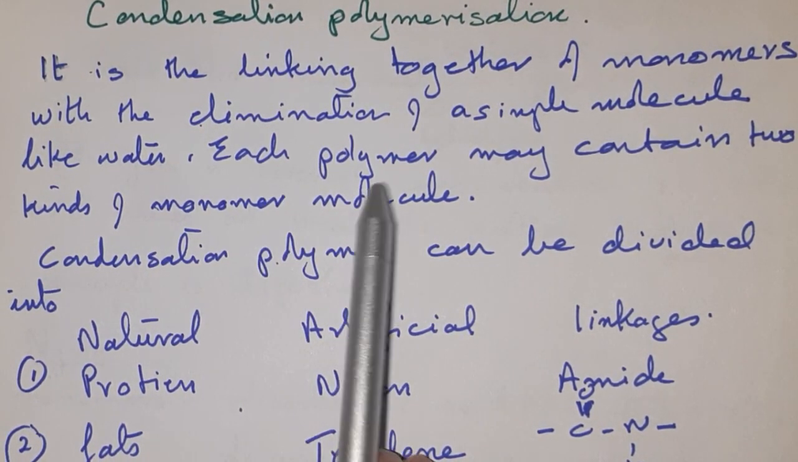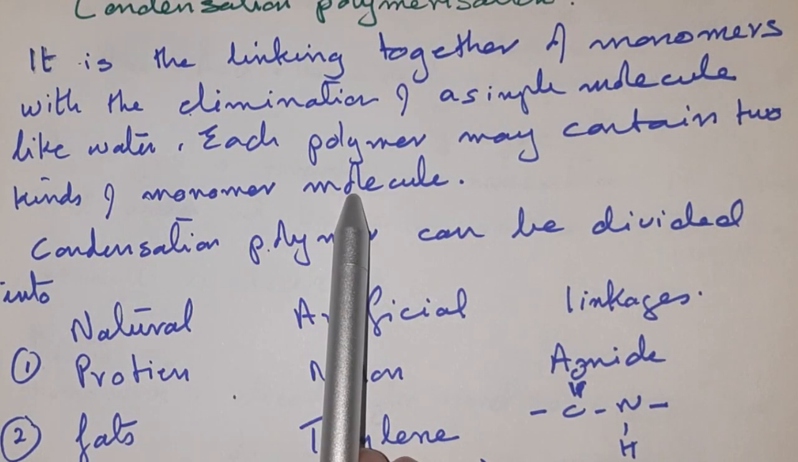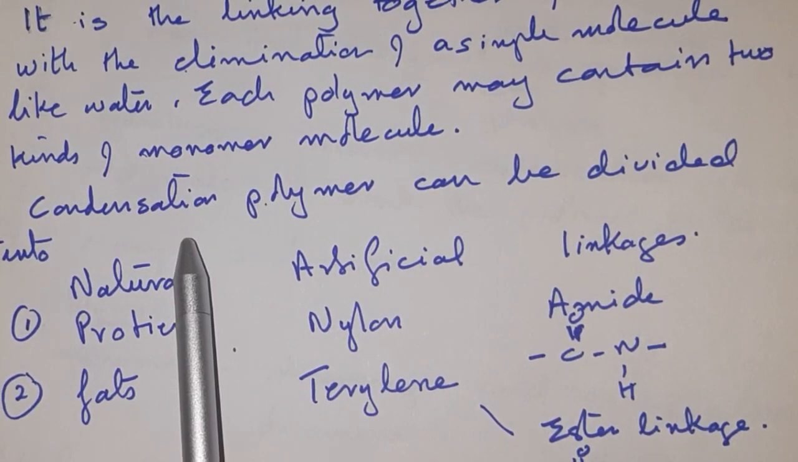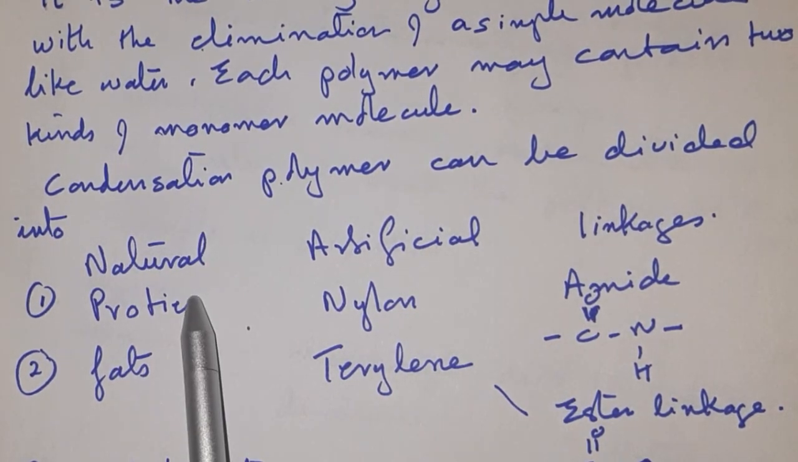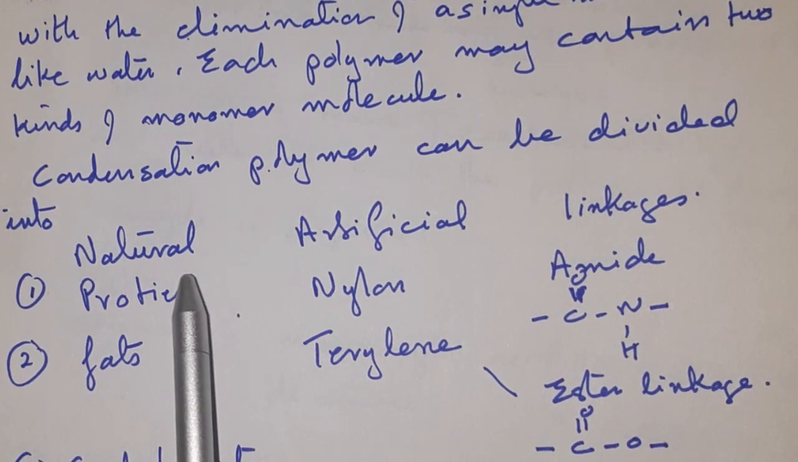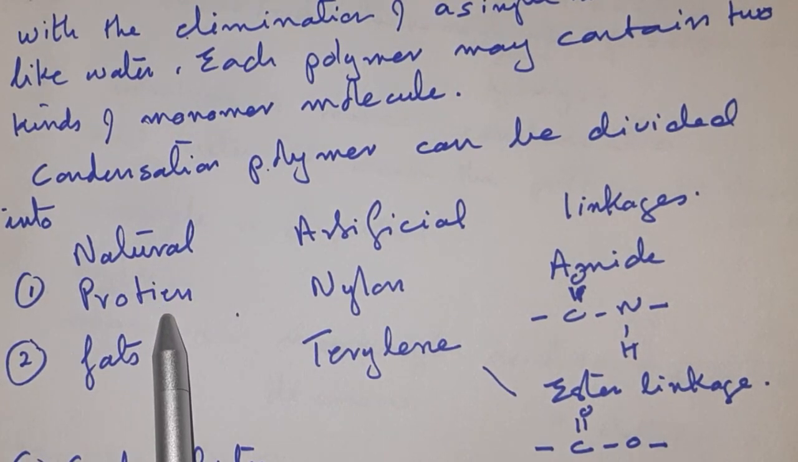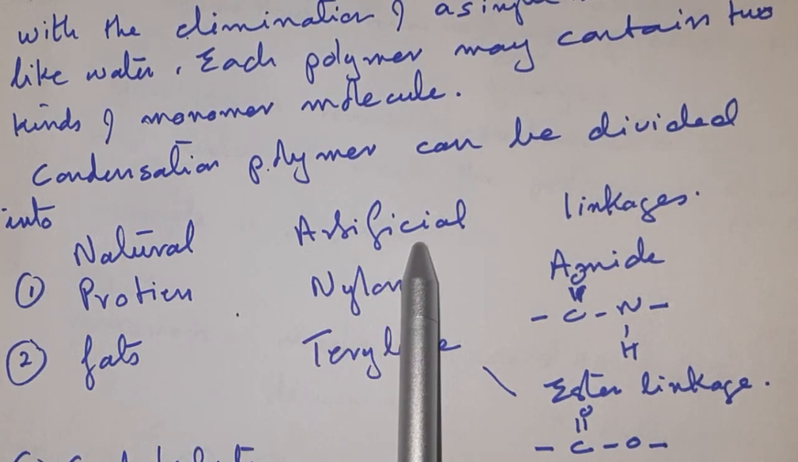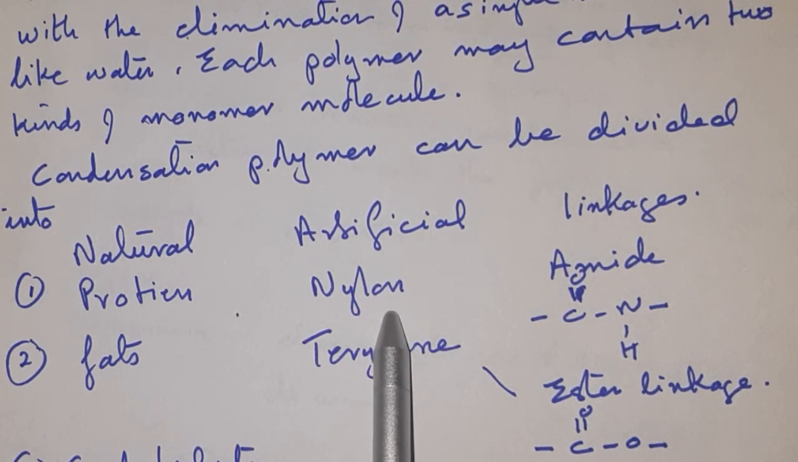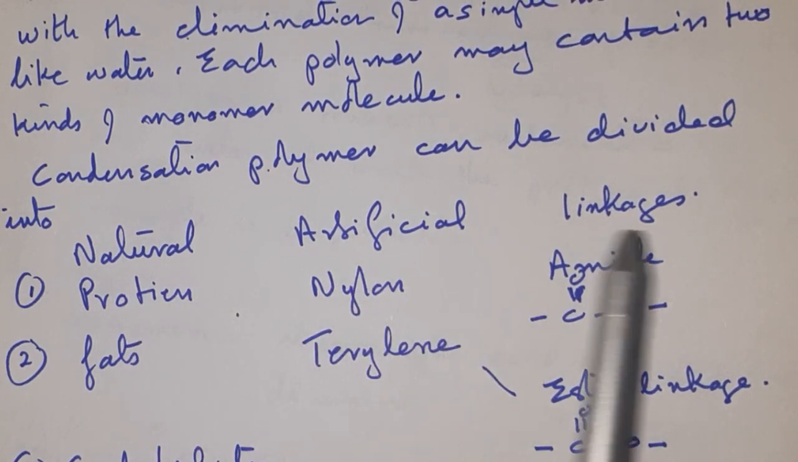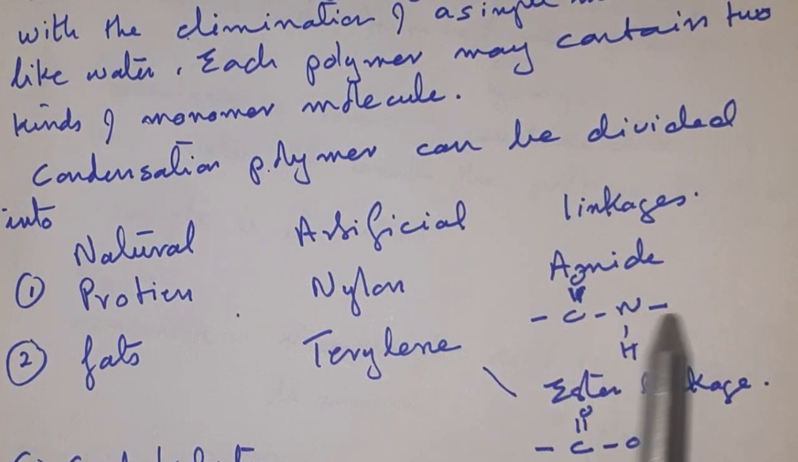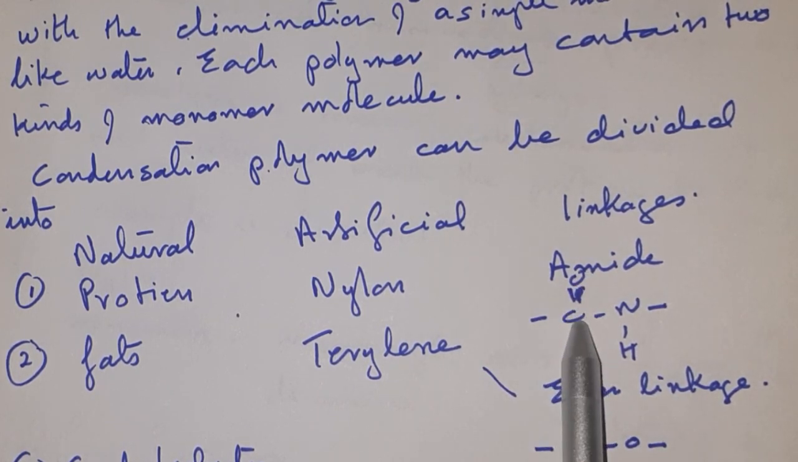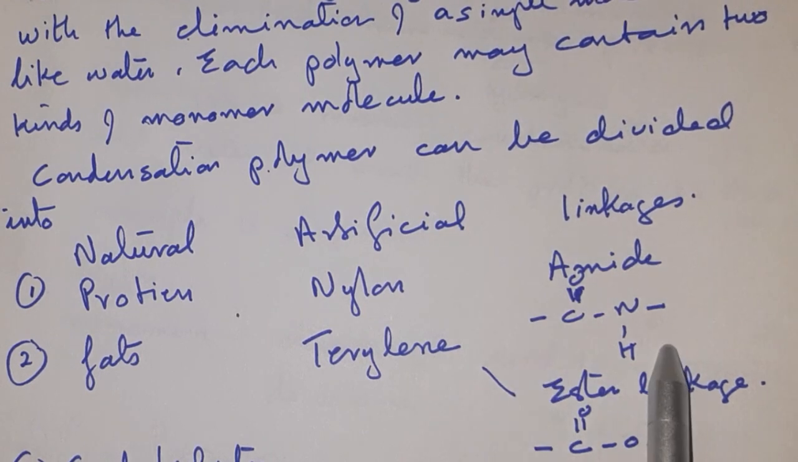Each polymer may contain two kinds of monomer molecules. Now, condensation polymerization can be divided into natural and artificial. Natural, we have protein, and the same linkage is found in the artificial polymer, which is nylon. The linkage between them is similar. That's why we are putting them together. And this is the amide linkage, C double bond O, N and H. This we are going to discuss in detail.